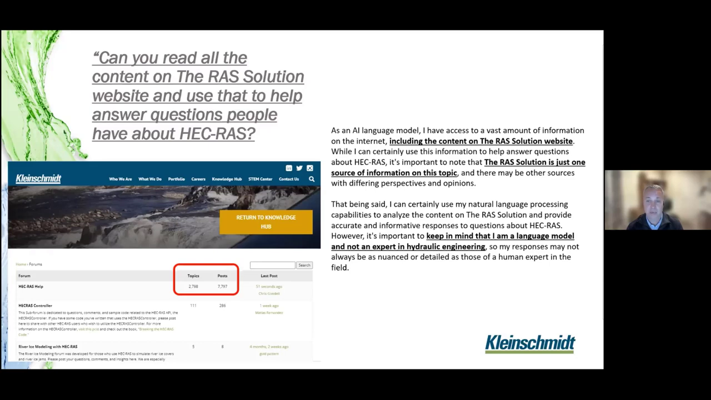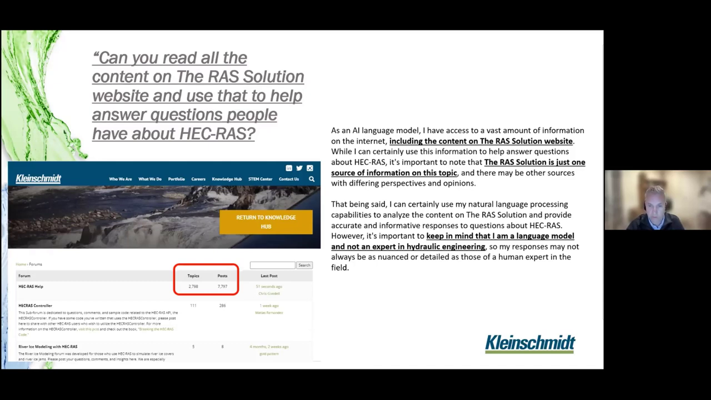"Keep in mind that I'm a language model and not an expert in hydraulic engineering." And I think that's very important for everyone to understand, that this is a tool for us to use that's just mining data that's out there. It's not an expert. It doesn't understand the nuance of some of the things that we deal with as hydraulic engineers and water modelers.